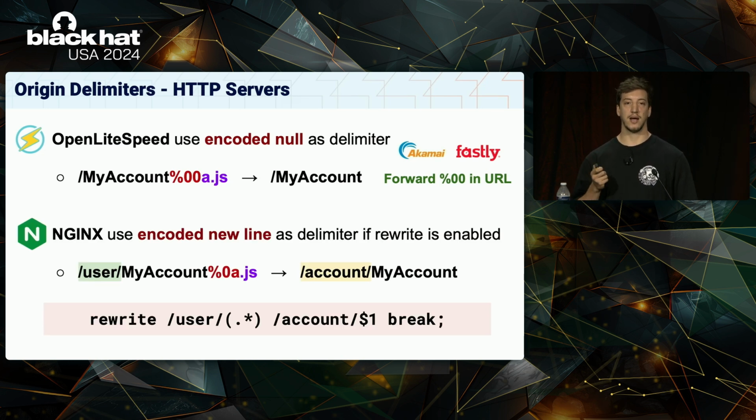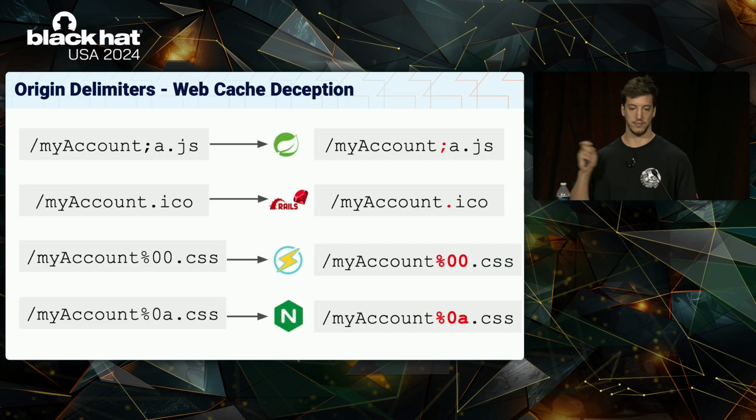Next, we can find another delimiter in Nginx when Nginx is actually configured to rewrite the rules, or to rewrite the path, sorry. And in this case, if we send an encoded newline, then we will be able to use it as a delimiter. And again, the behavior is going to be the same. We will be able to store anything we want using this attack.